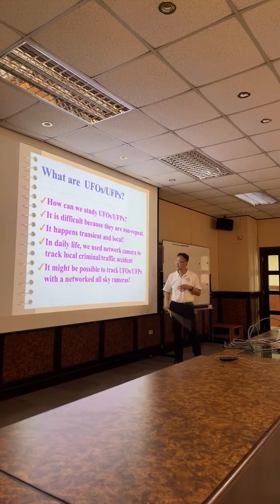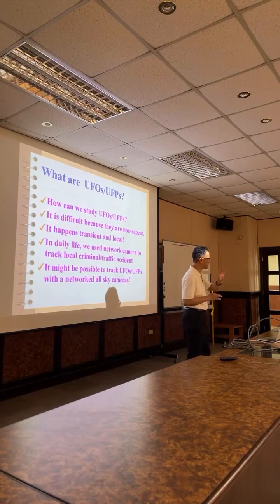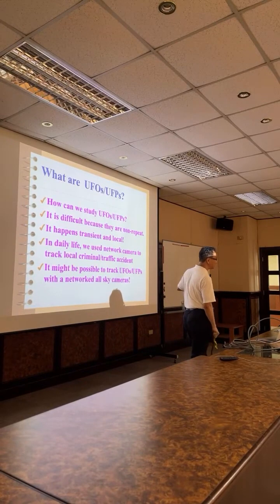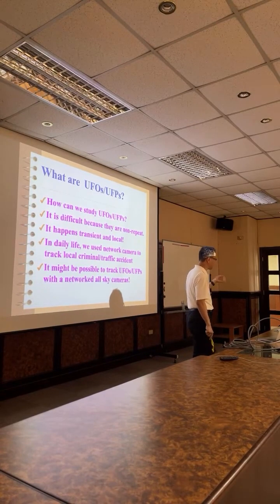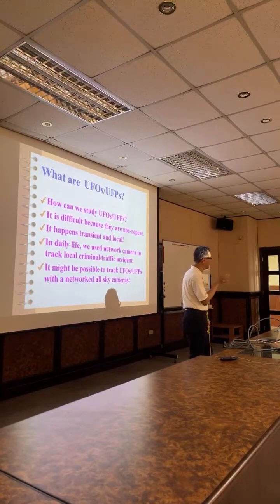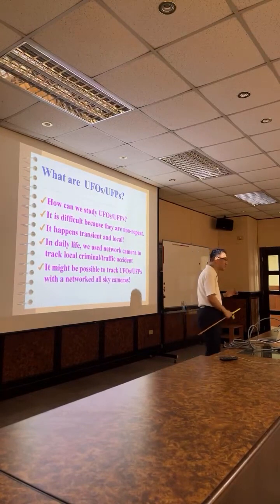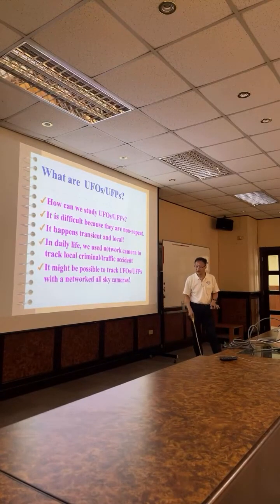And now we usually use network cameras, right? There are cameras everywhere, on the road, almost everywhere. So you can always track down what the accident is, even a traffic accident. We have monitoring cameras all the time. So similarly, it might be possible to track UFOs and UFPs if we got a network of sky cameras. You don't need a very big one, just small cameras, but you need them everywhere.